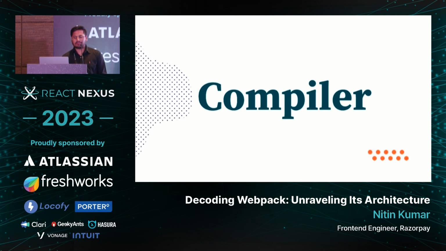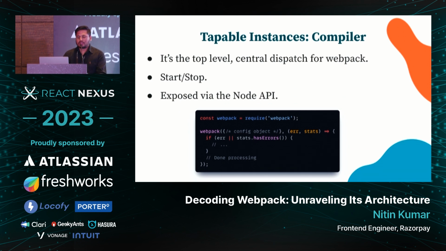The first tappable instance that we are going to talk about is the compiler. The compiler is the top level central dispatch of Webpack. You can call it the heart of Webpack. This is what starts and stops Webpack. It is exposed by the Node API, so you can just import Webpack from Webpack and call it, and it accepts two arguments. The first one is the Webpack configuration, and the second is the callback function, which runs after the compilation is done. So in case there is an error, you can ignore the error or throw an error.